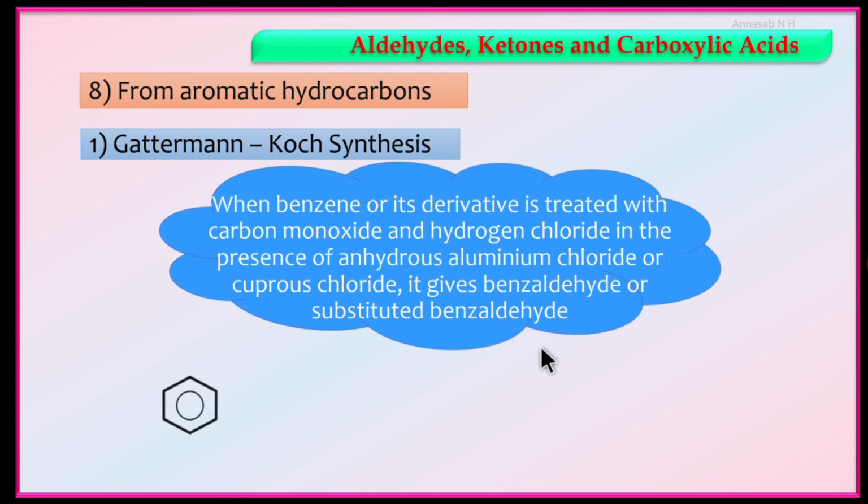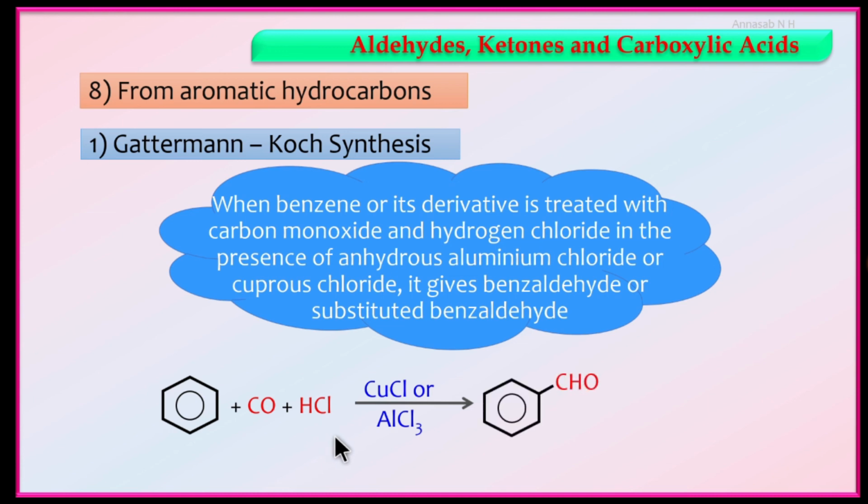We learn the reaction. Benzene ring, which is treated with carbon monoxide and HCl in presence of anhydrous aluminum chloride or cuprous chloride, gives benzaldehyde as a product. If it is a substituted benzene, we get substituted benzaldehyde, and the byproduct formed is HCl. The hydrogen atom which we get here is from the benzene itself. The position at which we are adding the CO group, from that position we remove the hydrogen atom. Moving to the next slide.